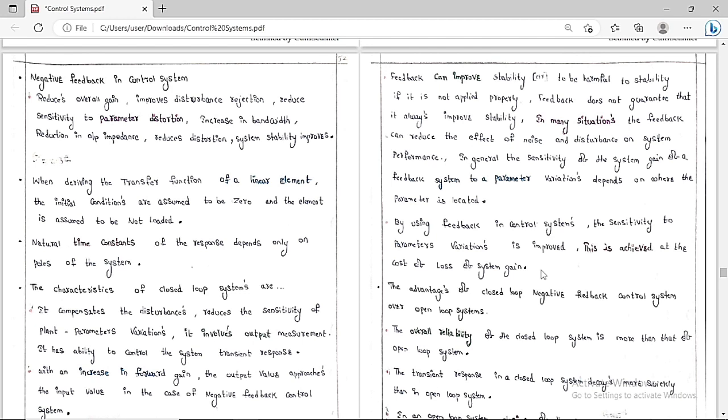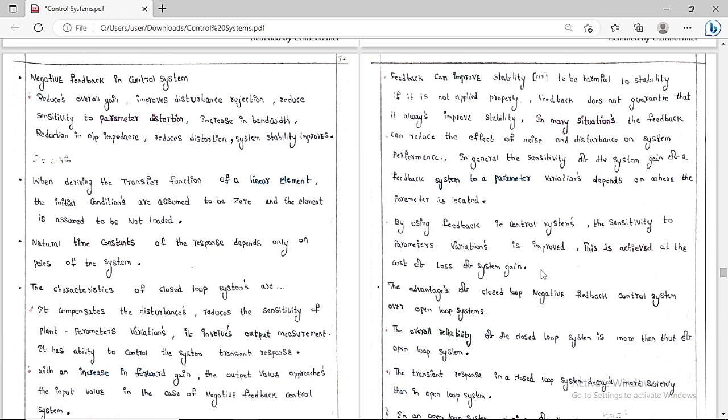The next point is, when deriving the transfer function of a linear element, the initial conditions are assumed to be 0 and the element is assumed to be not loaded. I already told you, whenever you are going to apply a transfer function, we assume that all the initial conditions are 0, and also that the element is not loaded. These are the assumptions that we take in order to apply the transfer function.